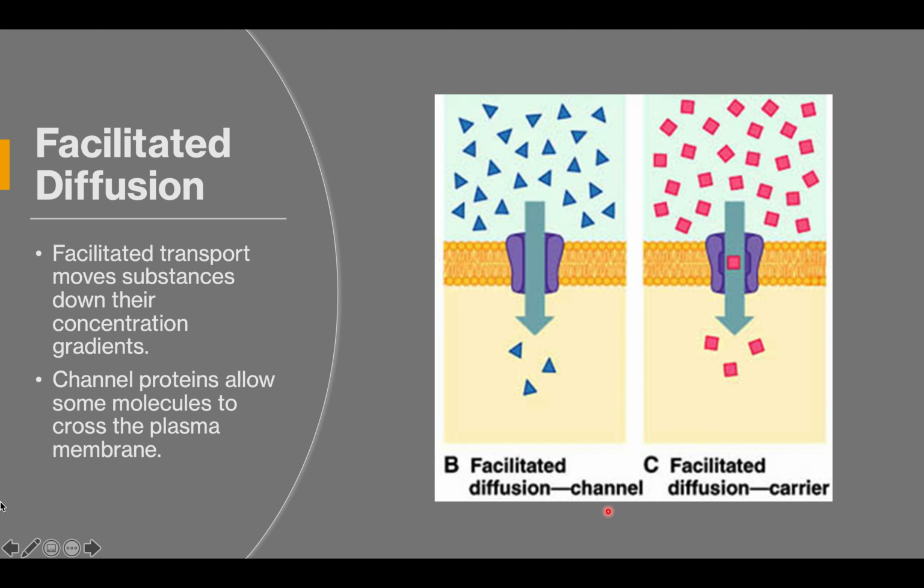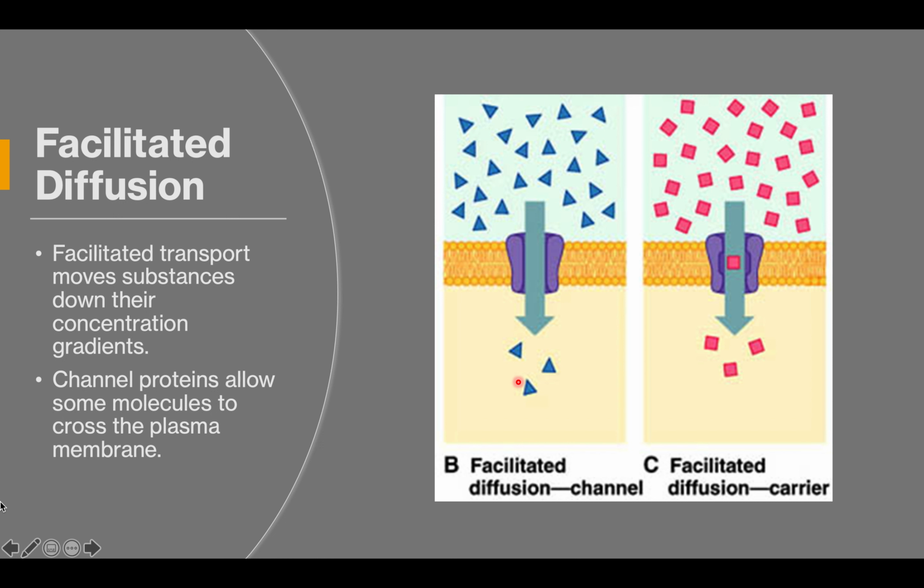So this is a good image of that facilitated diffusion or facilitated transport that we were talking about. So requiring that protein that sits within the plasma membrane or the phospholipid bilayer here. So facilitated transport moves substances again down the concentration gradient, so from high concentration to low concentration. Channel proteins allow some molecules to cross the plasma membrane. So it is selective, but these proteins allow molecules in to the cell. So facilitated diffusion allows polar molecules like water, glucose, ions, some sugars, and some larger molecules even can pass through these protein channels.